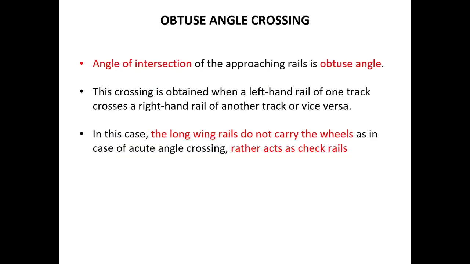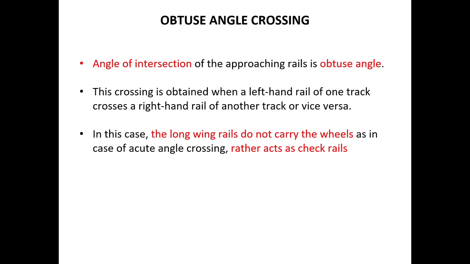Then we will move towards the second type of crossing, which is based on the shape of crossing, that is the obtuse angle crossing. The angle of intersection of the approaching rails is obtuse. In the case of acute angle crossing it is acute, and in the case of obtuse angle crossing it is obtuse, which is greater than 90 degrees.